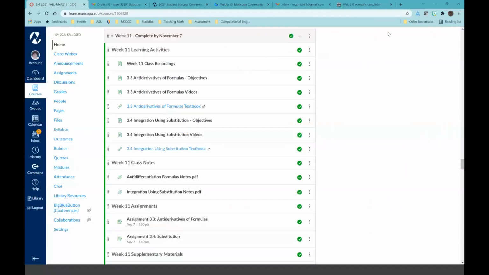Okay, and here we are in our course, and you can see in week 11, which is where we are, we did the antiderivative formulas last time. And today we're going to be talking about integration using substitution.